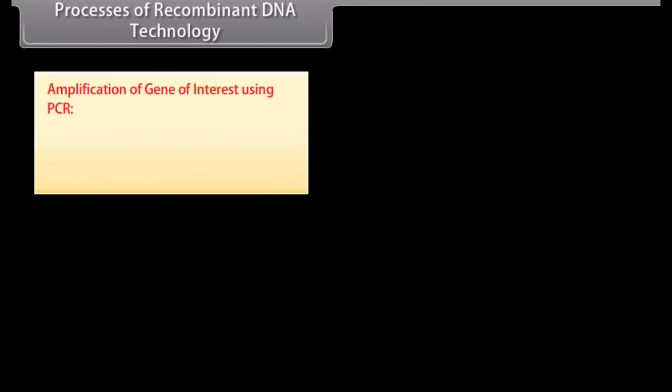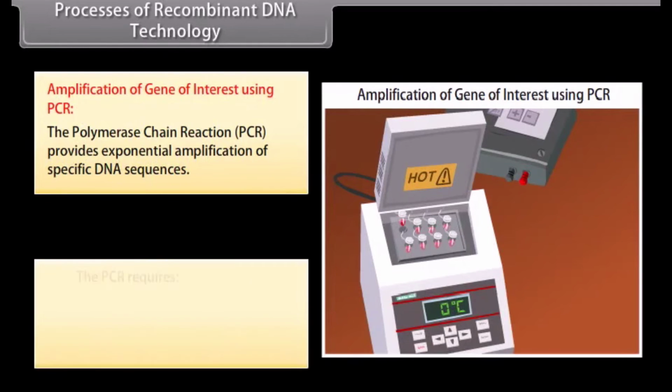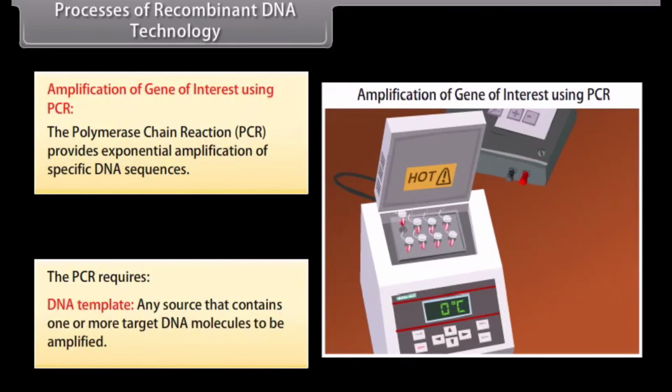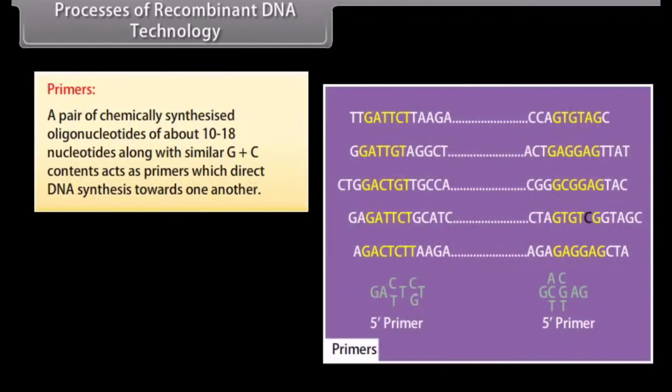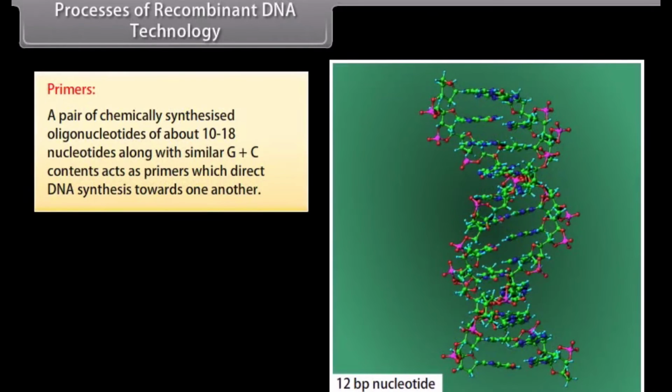Processes of recombinant DNA technology. Amplification of gene of interest using PCR. The polymerase chain reaction, PCR, provides exponential amplification of specific DNA sequences. The PCR requires a DNA template, any source that contains one or more target DNA molecules to be amplified. Primers: a pair of chemically synthesized oligonucleotides of about 10 to 18 nucleotides along with similar G plus C contents act as primers that direct DNA synthesis towards one another.